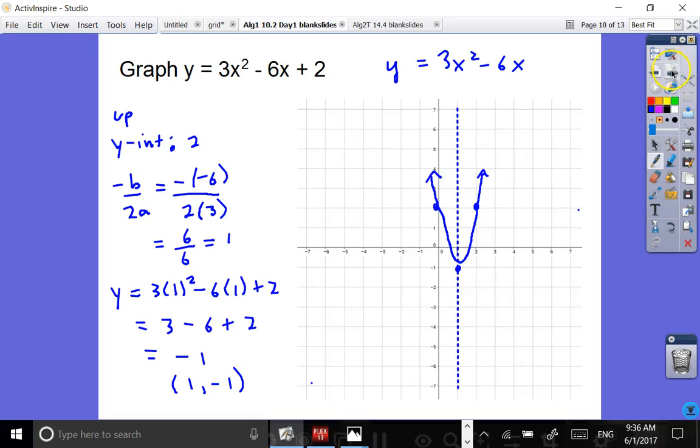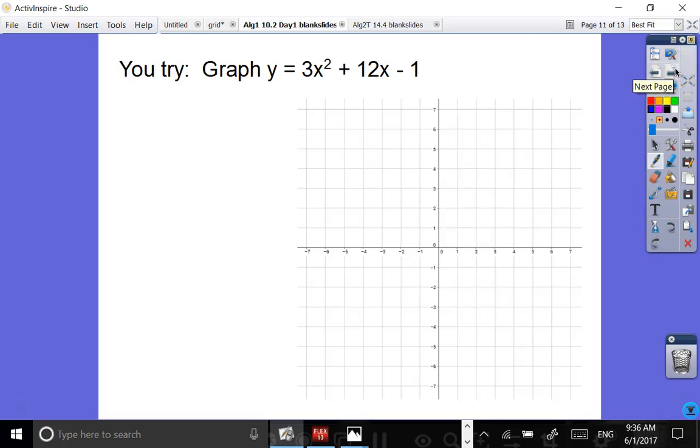Okay, let's try this one. This is the last one. You try.